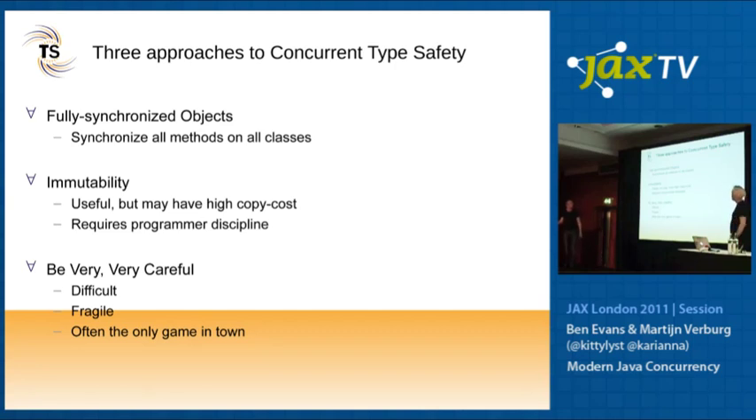Yeah. So this leads us to the third alternative, which is really the only game in town. Be very, very careful. It sounds silly and flippant to say that, but actually that really is the state of the art in concurrent programming. All you can do is do the best you can, and that's why things like java.util.concurrent are so important. Because they provide you with a toolbox which has some additional safety built in.